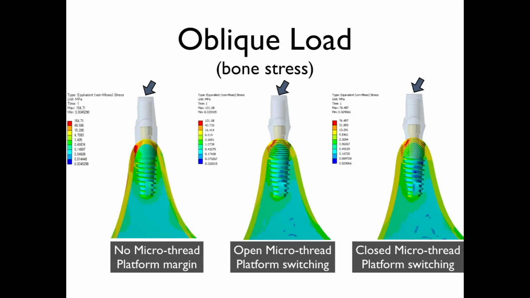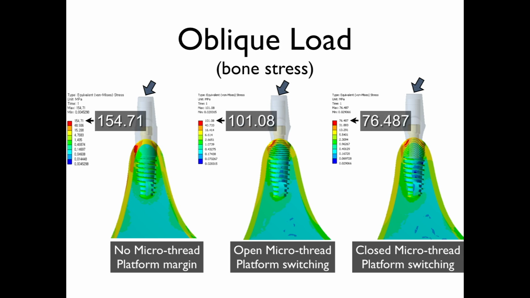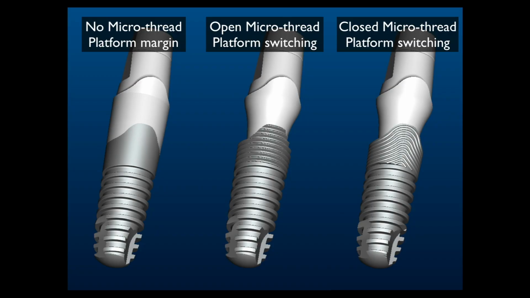This is a result of oblique load force in scalloped implant model. Peak stress was the highest in the no microthread with platform margin model with 154 megapascal, while open microthread with platform switching had 101, and closed microthread with platform switching had the lowest peak stress.